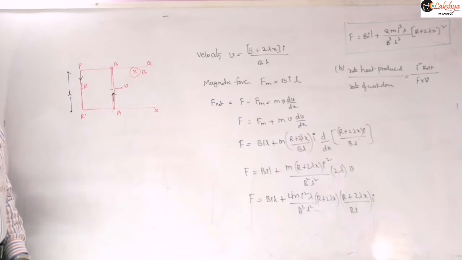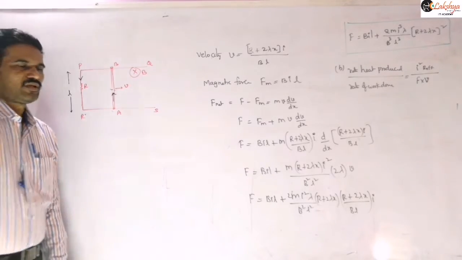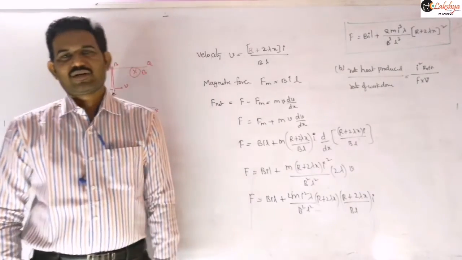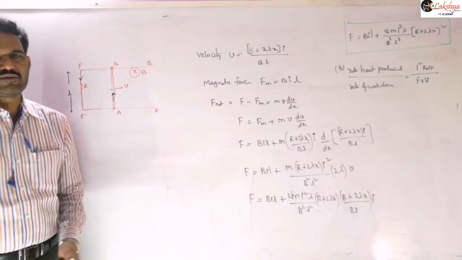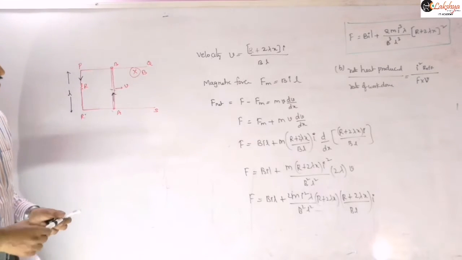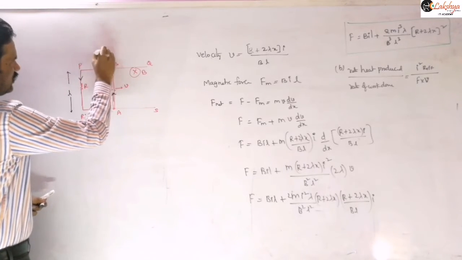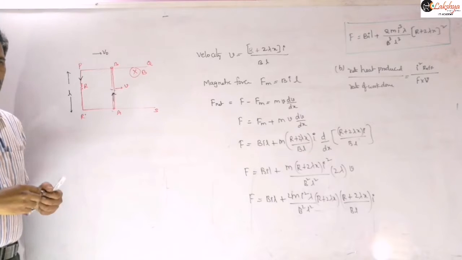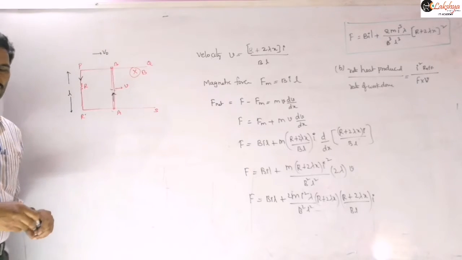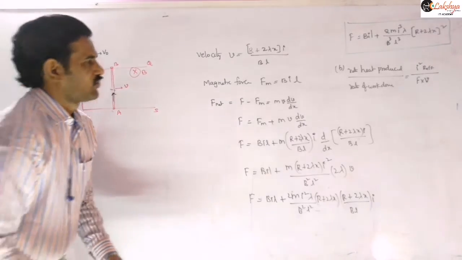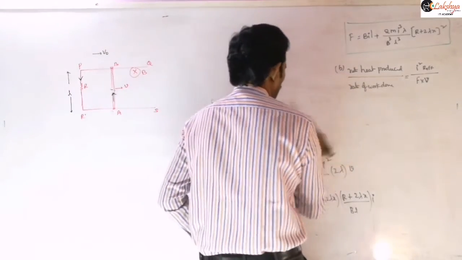So just mention that on two parallel rails, as shown in figure, a rod AB of length L and mass M is projected with initial velocity V0, or is given initial velocity V0 towards right. The only resistance in the circuit is R, as shown in figure.